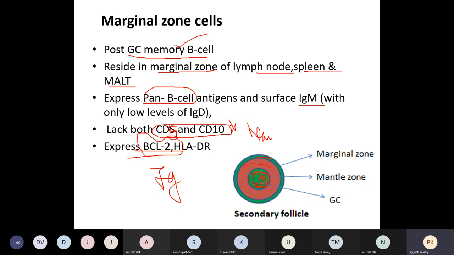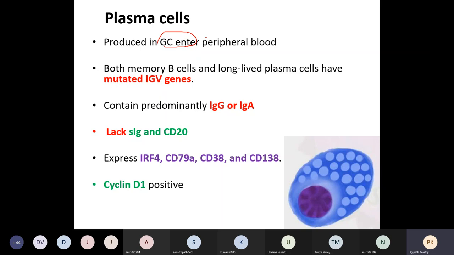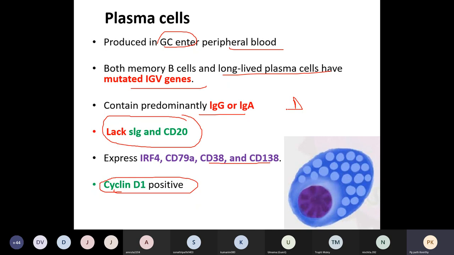So this is the plasma cell. This is also produced in the germinal center, comes to the post-germinal center, then is released into the periphery. These are the long-lived cells, and they have mutated immunoglobulin. They contain IgG and IgA. They lack surface immunoglobulin and CD20. They express CD38 and CD138. They are cyclin D positive. Why cyclin D positive? If an antigen comes, don't you think this plasma cell has to divide? Is this much immunoglobulin enough for you to kill the antigen? No, this much immunoglobulin is not enough, right? You need more plasma cells. That's why it has cyclin D positive, meaning it has the ability to divide when the same antigen stimulus comes again.